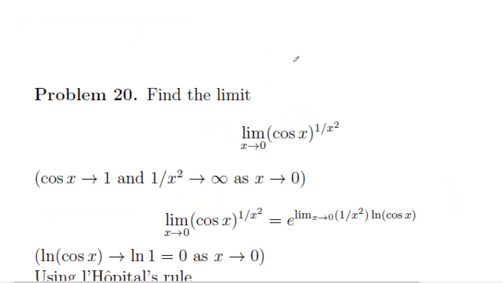In problem 20, we look at the limit as x goes to 0 of cosine x to the power 1 over x squared. As x goes to 0, cosine of x goes to cosine of 0, which is equal to 1.